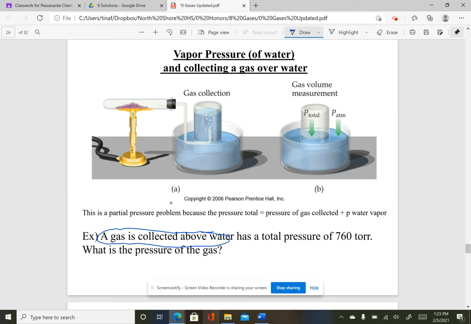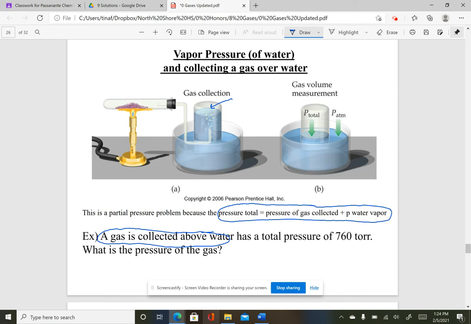you have to use this formula, where the pressure total is the pressure of the gas collected plus the pressure of the water vapor. So there are gas bubbles being formed up here, but aside from that, you have water in the container, and the surface of the water is always evaporating too. So you have the pressure from both of those things exerting a total pressure on the container, which is why this is considered a total pressure problem. Even though it looks as if there's only one gas present, you have water vapor present too.